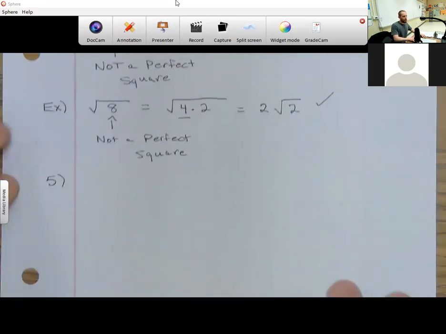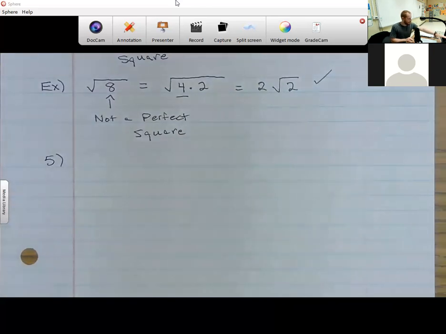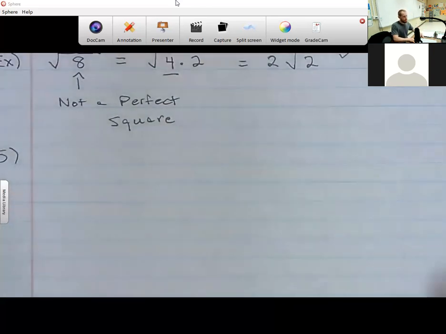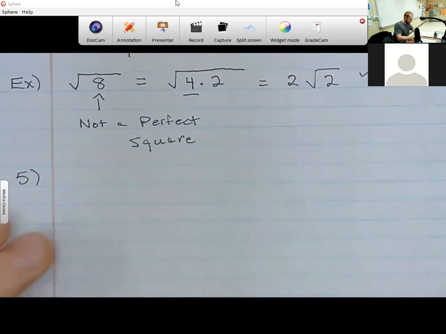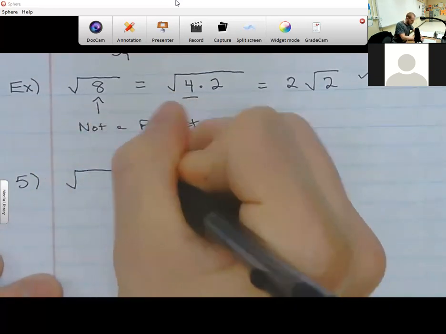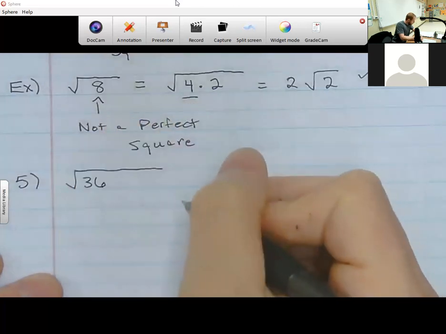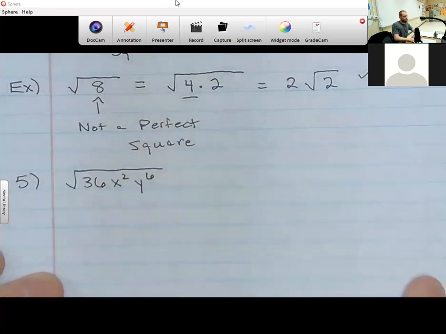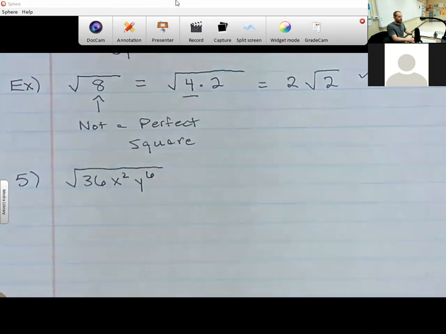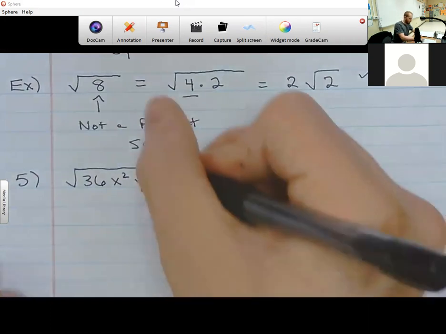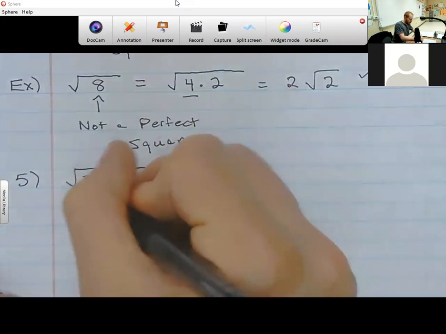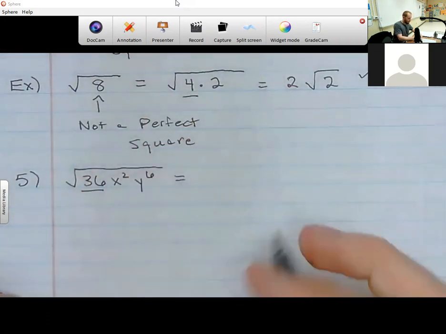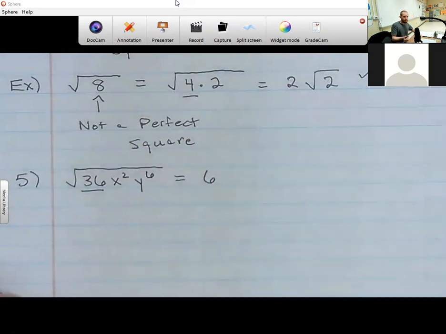Number 5. And I'm going to be zooming in on this one because it's kind of important. Number 5 says square root of 36, x squared, y to the 6. Okay. So the first thing I do is I start off with the numbers first. What's the square root of 36? The square root of 36 would just be 6, right? So I underline my 36. I know that's a perfect square. I can take it out as a 6, right?